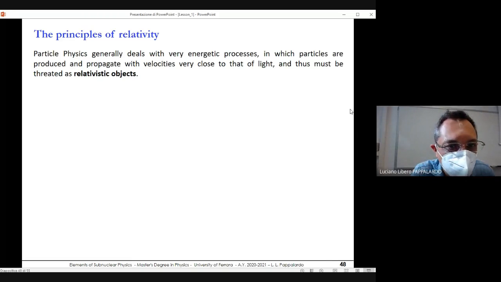So, why relativity? Particle physics deals in general with very energetic processes, as you know, in which particles are produced and propagate with velocities close to that of light. And this is the reason why they must be treated as relativistic objects.